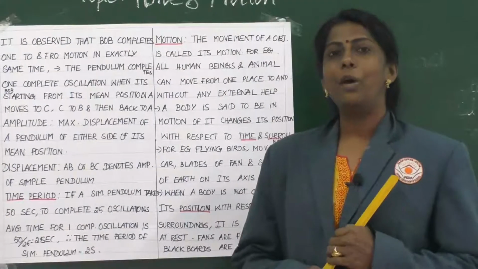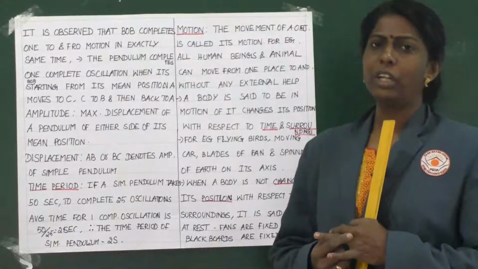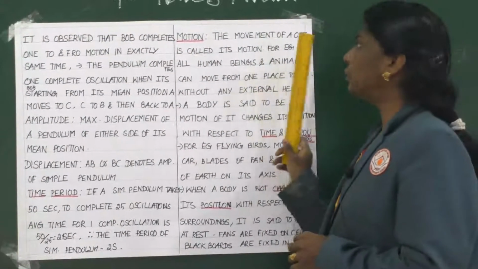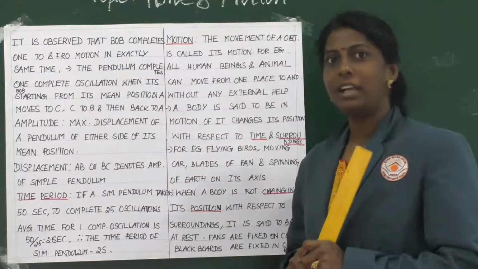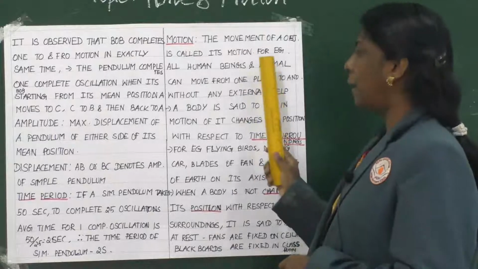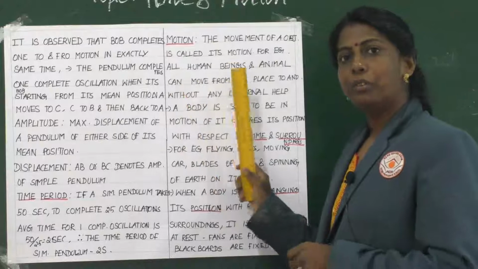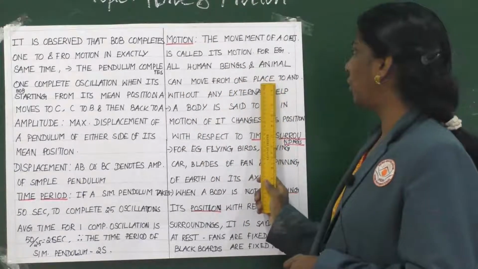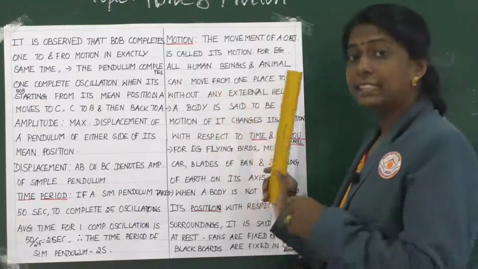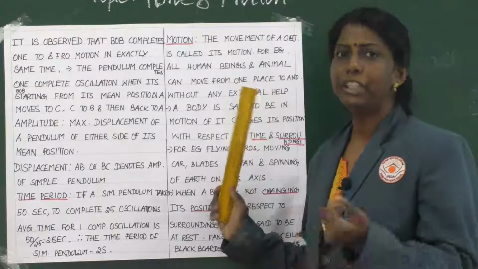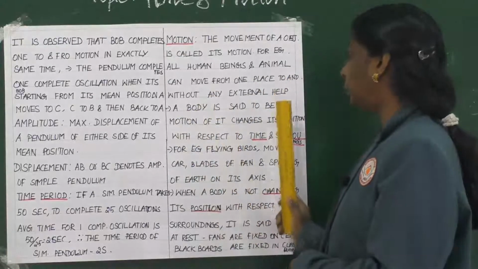Yes children, now let us learn about the second concept, that is motion. What do you mean by motion? The movement of an object is called its motion. For example, all human beings and animals can move from one place to another without any external help. We are free to move. Then a body is said to be in motion.